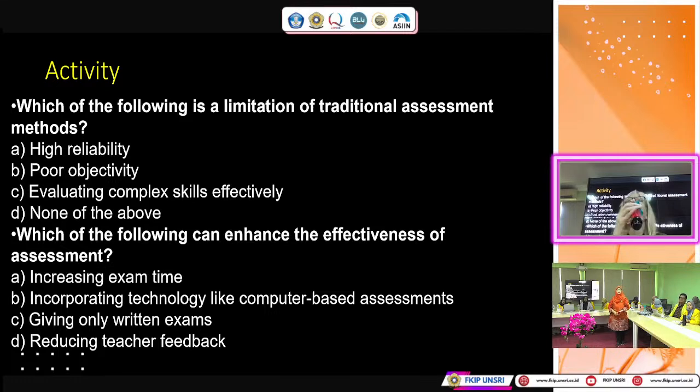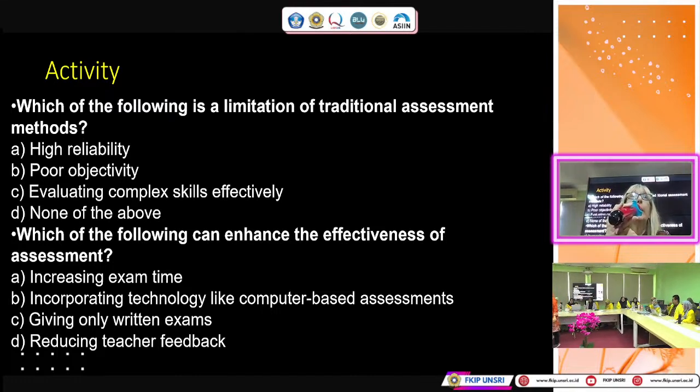Okay, what do the others think about that? I will give you my opinion, but I first want to hear from you. Any other opinion? Because it says giving only written exams.